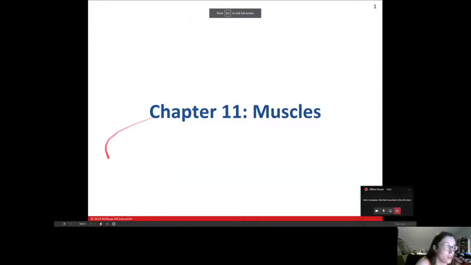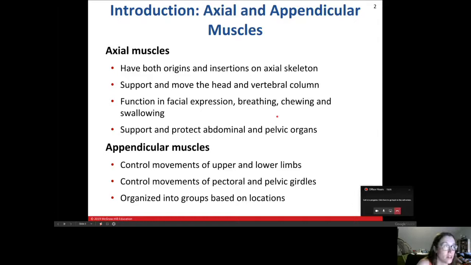This is for Muscles Lab. It should be quick. So we have axial and appendicular muscles. Basically, axial muscles have both origins and insertions on the axial skeleton, right? So that's the trunk. Whereas appendicular muscles are going to control the movements of your upper and lower limbs, as well as your pectoral and pelvic girdles.